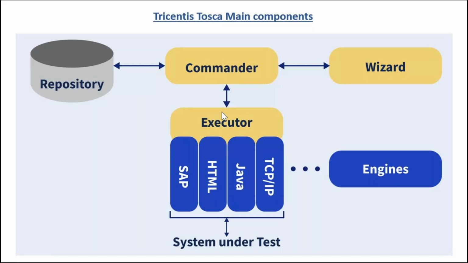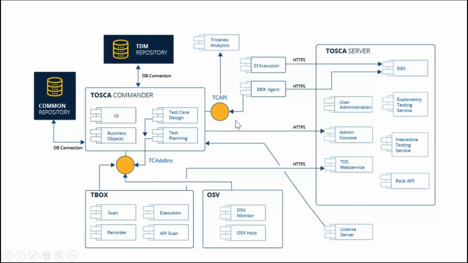Right. Next, let's go to the next page, which is the complete architecture of Tosca, how it works in a particular automation project, and how you want to have these connected. So this is the flow. As you can see, there is a Tosca Commander here, then you have a Tosca server, then T-box, then OSV, common repository, TDM repository, Tricentis analytics. Okay, let's go one by one and see their function.